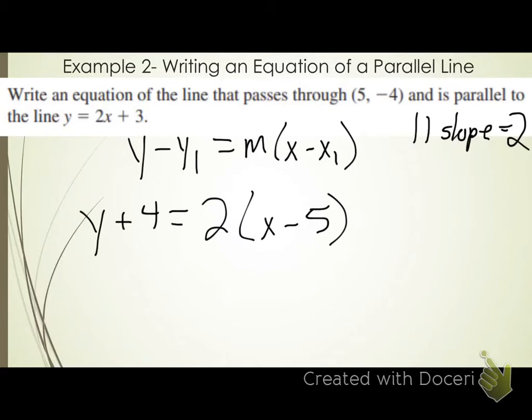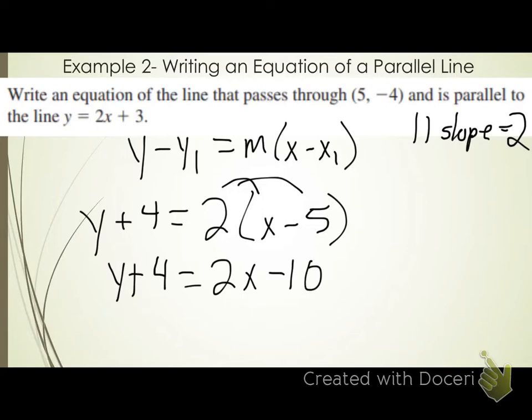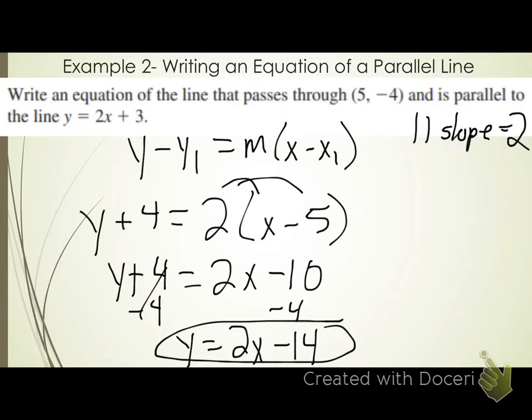And let's go ahead and get this into slope-intercept form. What do I need to do first? Distribute. What's 2 times x? 2 times -5. And then now I subtract 4. So I get y equals 2x minus 14. And there would be my equation of the line that goes through this point and is parallel to the line y equals 2x plus 3. Any questions on that? Everyone see how we process that and work through it?